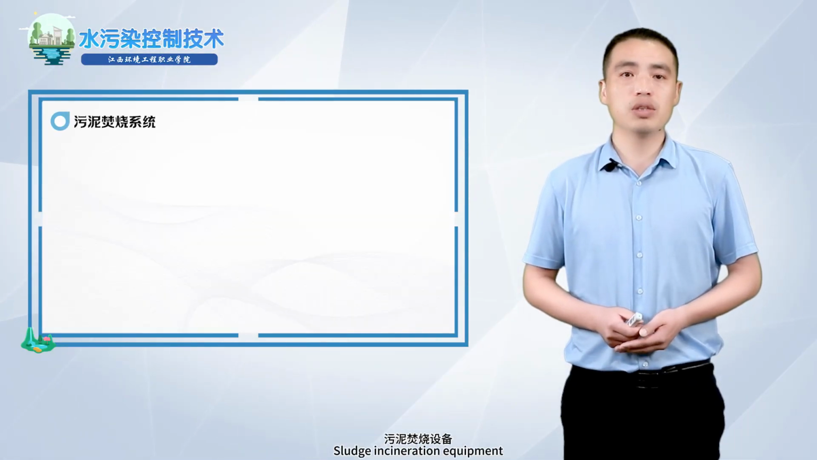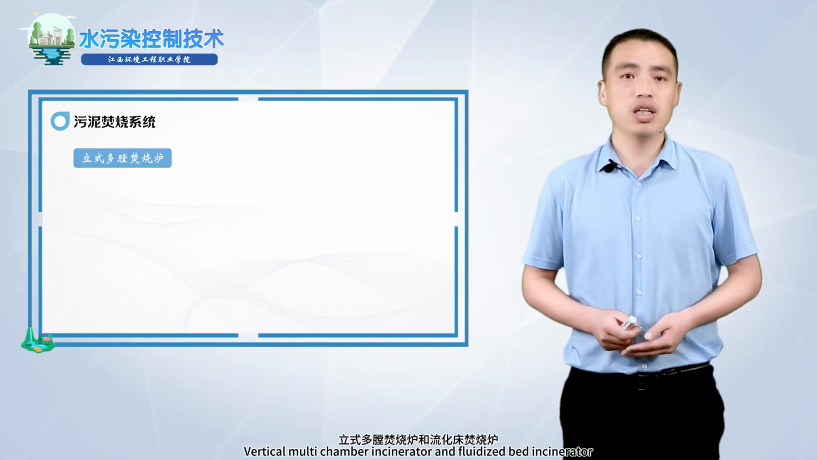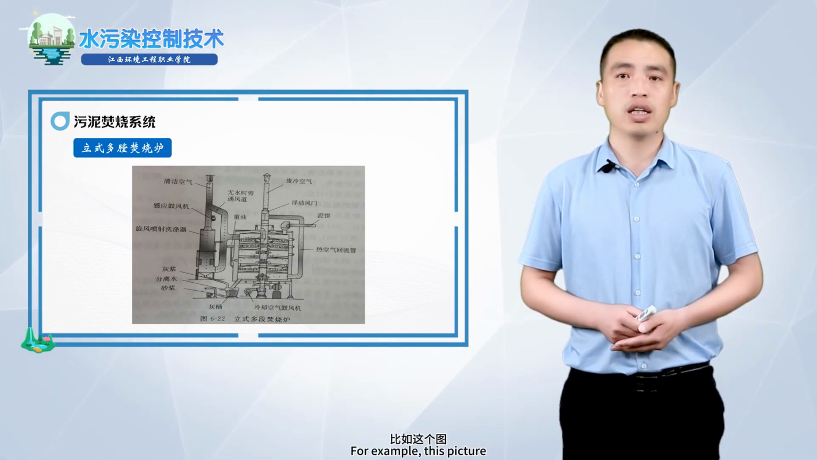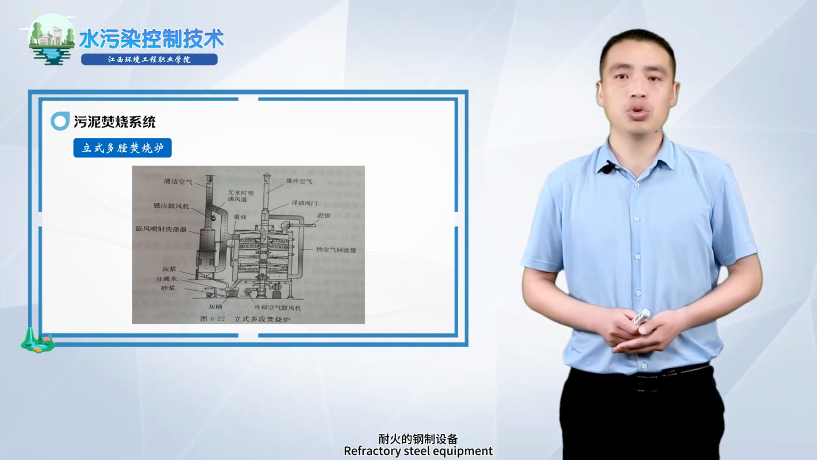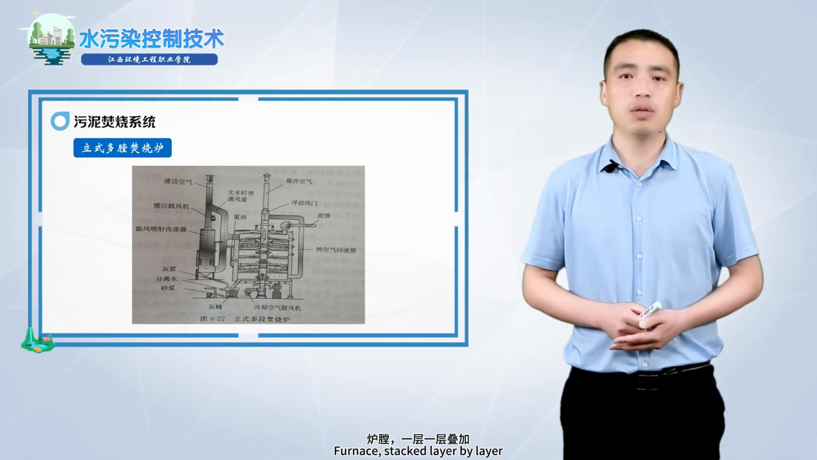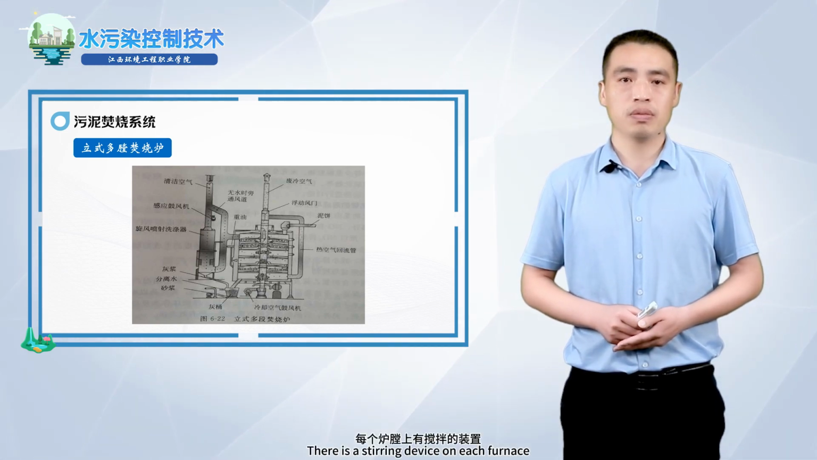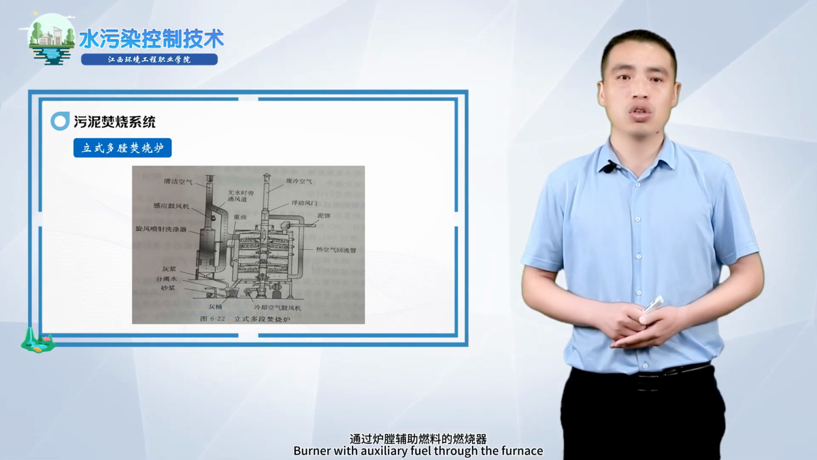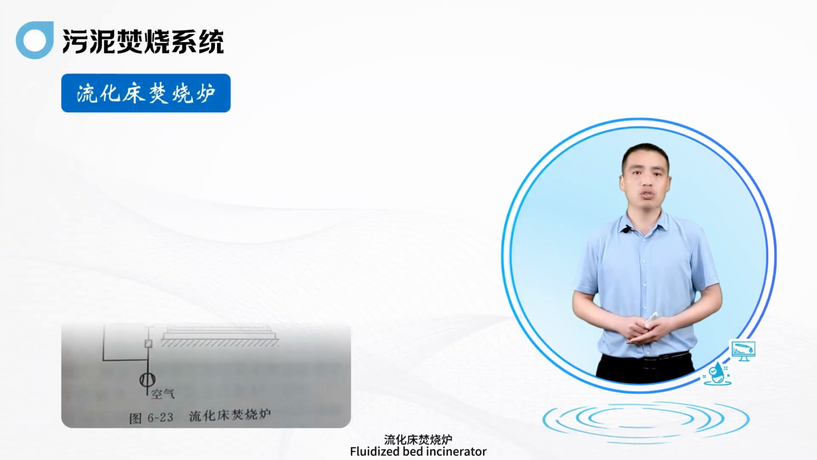Sludge incineration equipment mainly includes the vertical multi-chamber incinerator, also known as the vertical multi-stage incinerator, and the fluidized bed incinerator. For example, this picture shows a vertical cylindrical refractory steel device. Inside the device, many levels of refractory furnace hearths are stacked layer by layer. Generally, there are 4 to 24 hearths. There is a stirring device on each hearth that can pick up the sludge and make it move spirally, with the burner and auxiliary fuel located above the hearth.